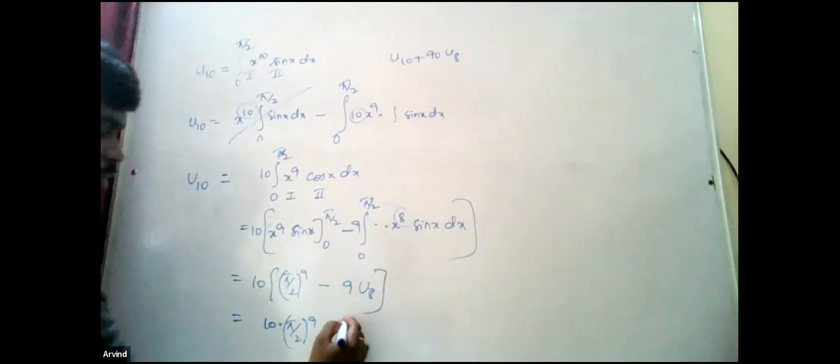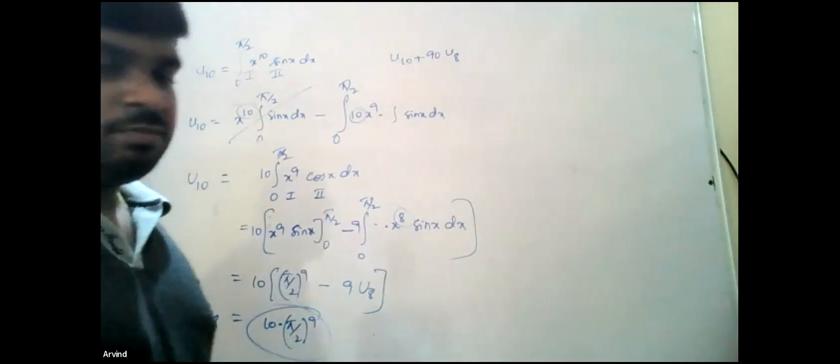U10 means x power 10 sin x; here x power 8 is there, so it becomes U8. Simplify this: 10 into pi by 2 whole to the power 9 minus 10 into 9, which is 90 U8. Moving the minus 90 U8 across, we get U10 plus 90 U8. That is what we want, and its value is 10 into pi by 2 whole to the power 9. So you have to keep integrating using parts, and you will get the answer.